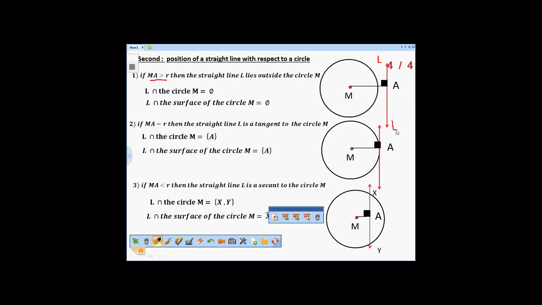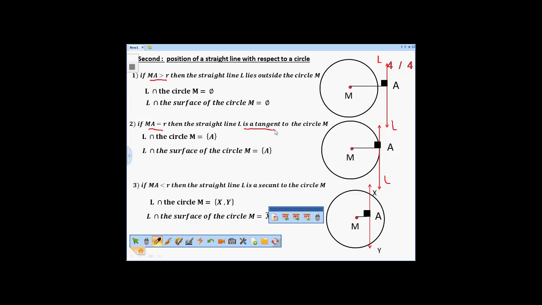Number two, if MA equals R, it means A lies on the circle, then the straight line L which is passing through the point A touches this circle. So it's called tangent to the circle.